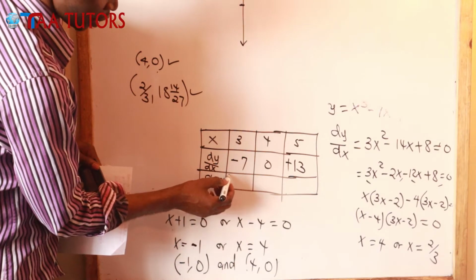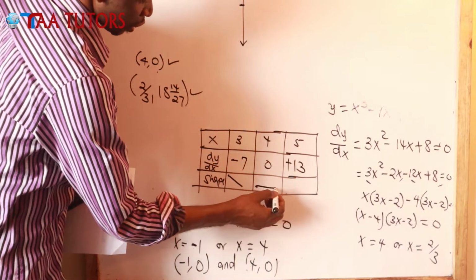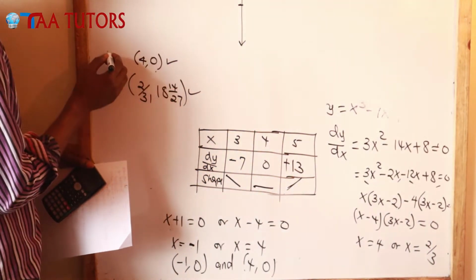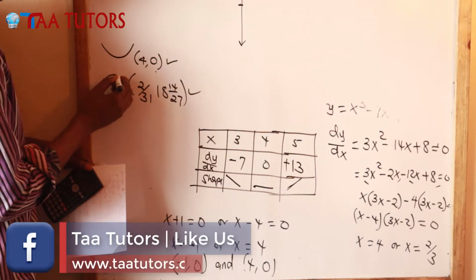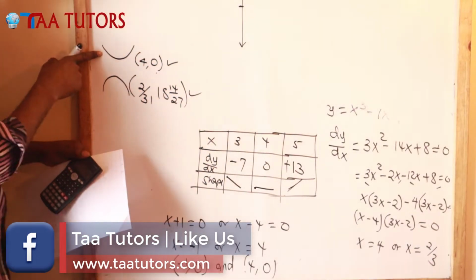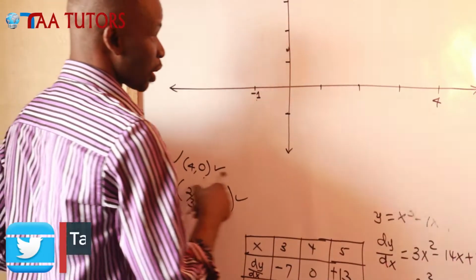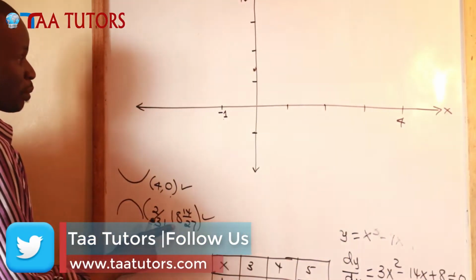Negative, the gradient should go this way. So we should expect something like this. At this point it should be 0, at positive should be there. So we are expecting something like this at this point, because if one is a minimum turning point, the other one must be a maximum turning point. So I expect the minimum turning point to be here and the maximum turning point to be somewhere.